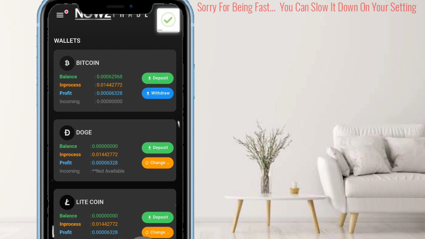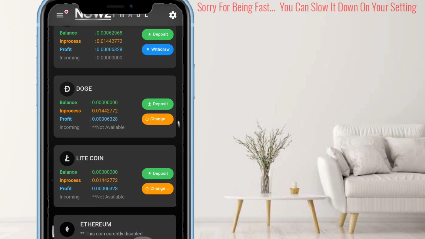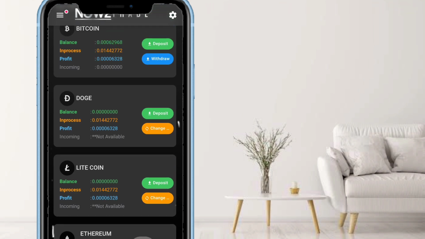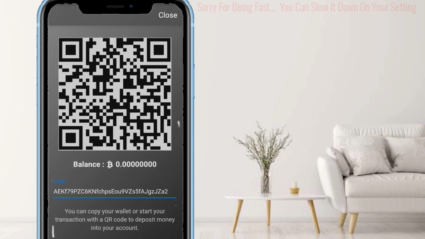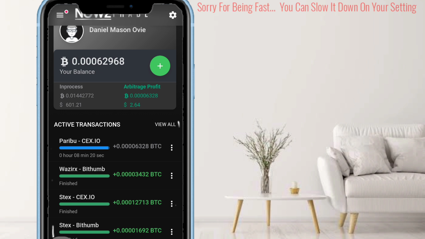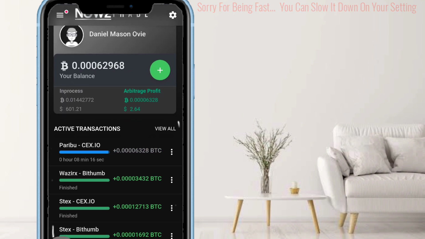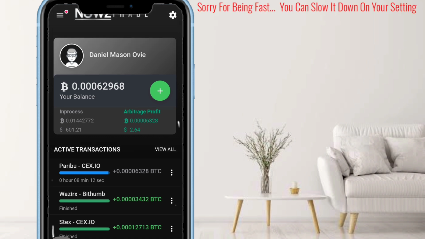You understand? So now depositing with Bitcoin will require a lot of gas fee. So you have to deposit with either Dogecoin or Litecoin. But also the deposit of Litecoin is very high, you understand? So you just got to click on deposit because I'll be depositing with Dogecoin. Then you click on copy wallet address. Now after you copied your wallet, you just got to go to any exchange at all, either Binance, KuCoin, or any exchange you are using. Then send Dogecoin or the type of coin you want to deposit to your Now2trade account.